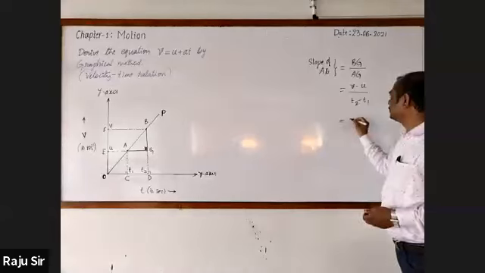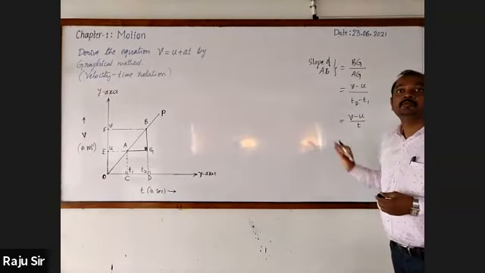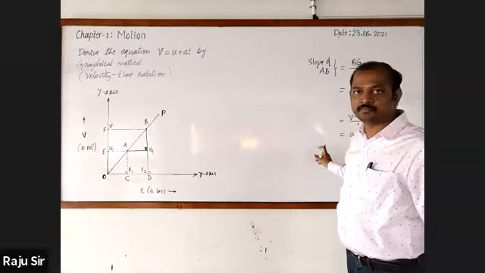T2 minus T1. Mobile, idea bartha illa. T1. And this is to be written as T minus T1. Right? This is acceleration. Slope of the VT graph gives acceleration.